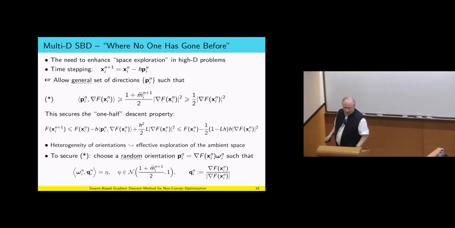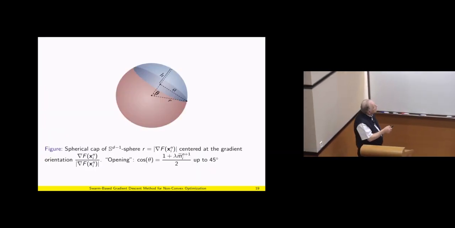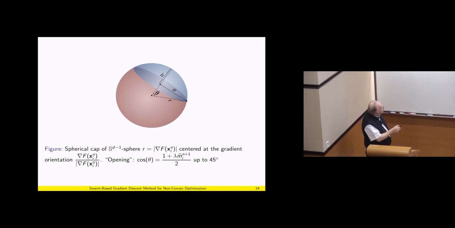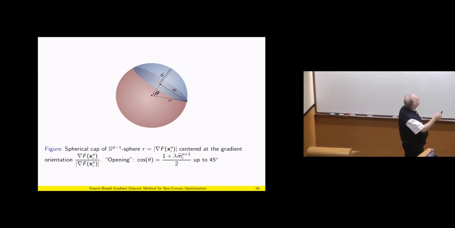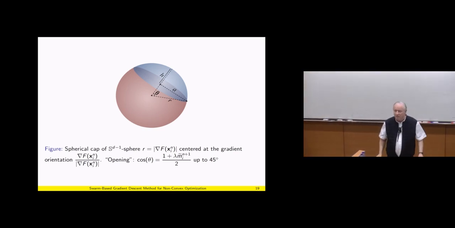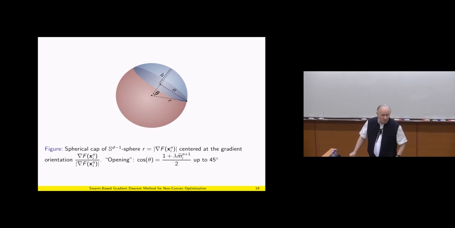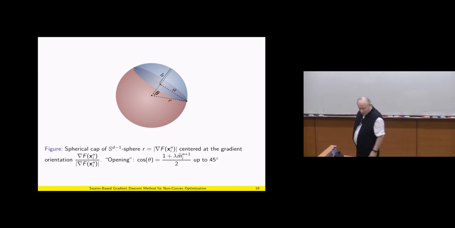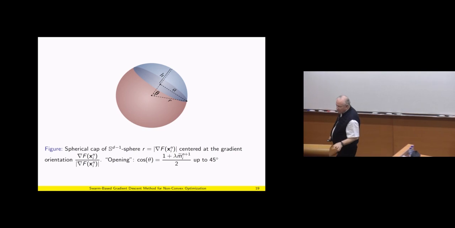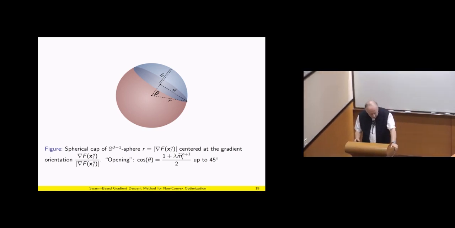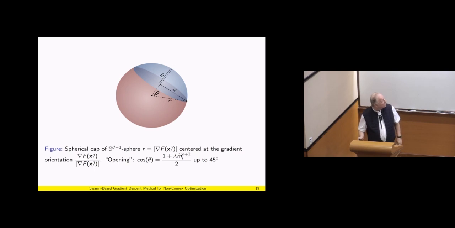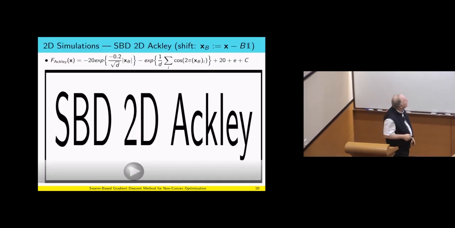So we started to discuss, how do you choose? Here's the spherical cap. So if you want, this is the direction of the gradient. If you go in this direction, fine, that's what we had before. But now I'm telling you, you can go in any direction here, and the opening here is all the way to 45 degrees. And I'm allowing you to choose P randomly. How do you choose a random vector on a spherical cap? Well, it's easy to choose a random vector on a unit sphere, but on a spherical cap, well, you have to do some maneuvering.